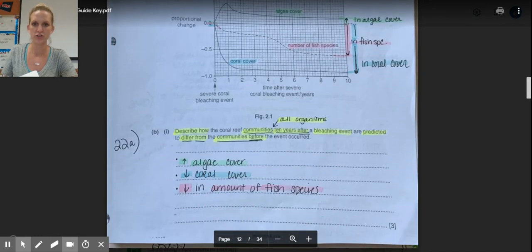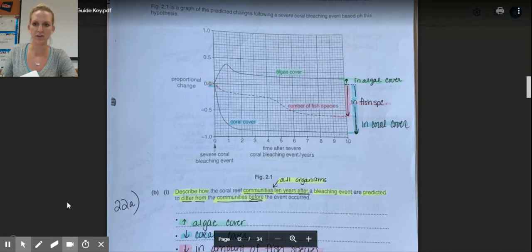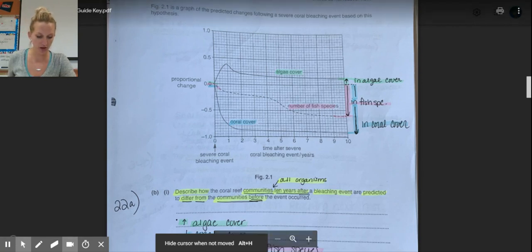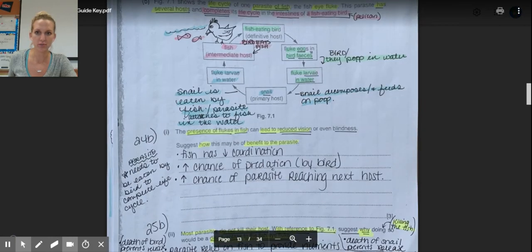22. Let me pause this really quick. Okay, I'm actually going to save 22 to do with number 21. So then our next one is going to be 29.